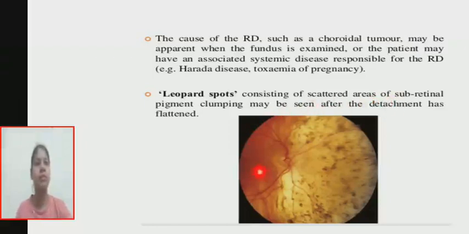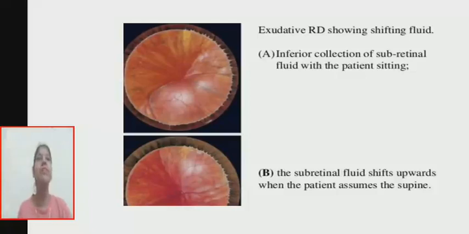This is the fundus of the eye. Exudative retinal detachment showing shifting fluid. Number 1, image A: we can see an inferior collection of subretinal fluid with the patient sitting. Image B: the subretinal fluid shifts upward when the patient assumes the supine position.